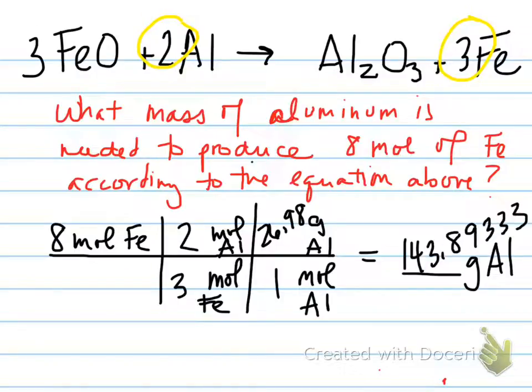Okay. Do you have a raw number yet? Yep. 143.89333, on and on and on. How many sig figs do we have? 1. That was bad planning on my part. So we've got 1 sig fig. What would this answer be? 1 sig fig. 100 grams.